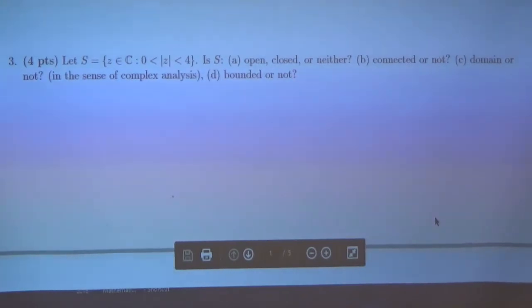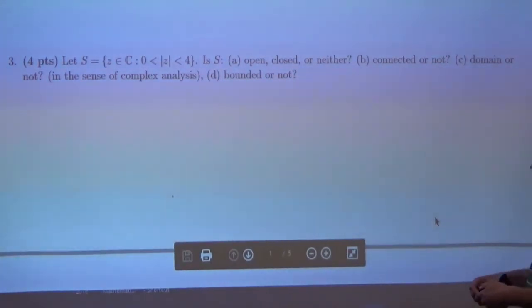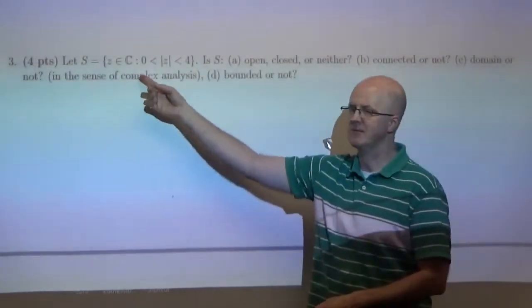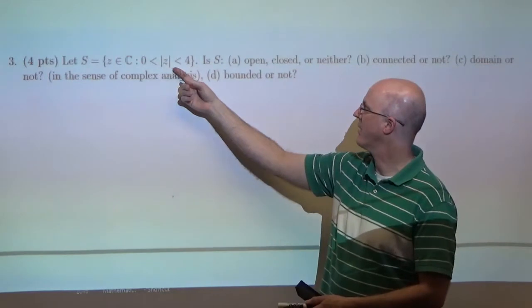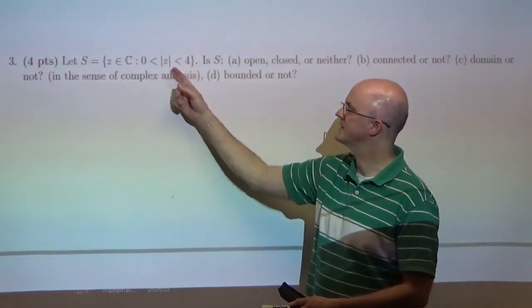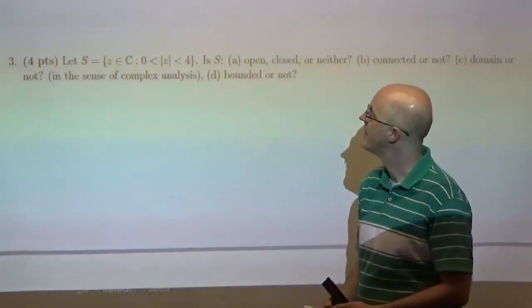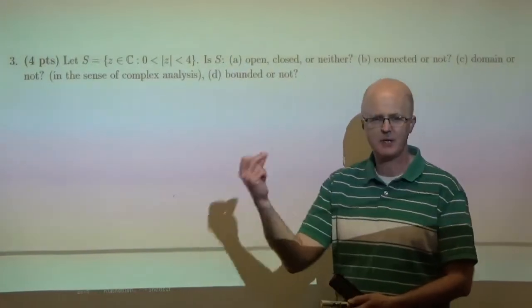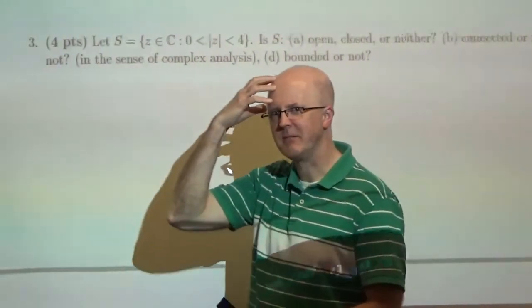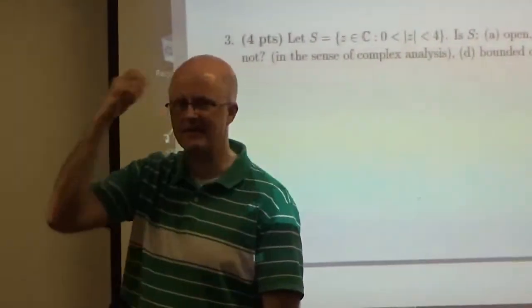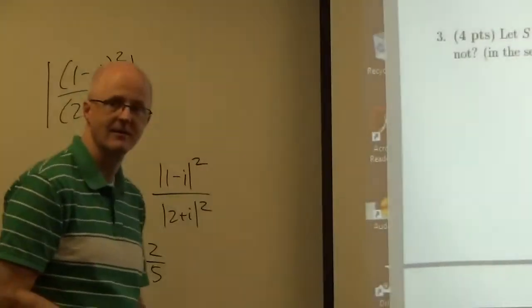Identifying whether a set is open or not, connected or not, domain or not, bounded or not. Hopefully you've gotten used to this kind of set builder notation. This is the set of all complex numbers satisfying the property that the modulus is between 0 and 4, strictly. Hopefully you can pretty quickly imagine such a set in your mind. This would be a punctured disk centered at 0 with radius 4.